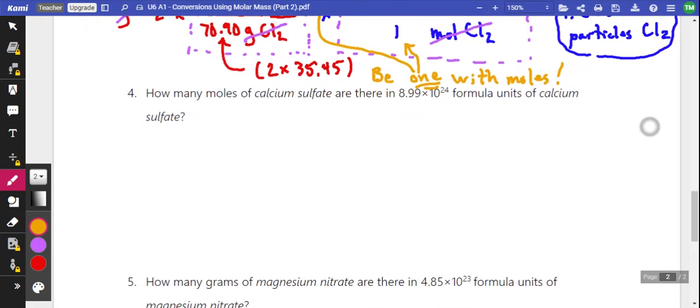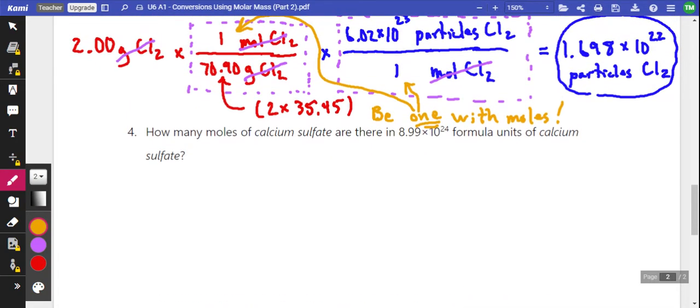How many moles of calcium sulfate are there in 8.99 times 10 to the 24th formula units of calcium sulfate? Okay, well, formula units is just a number of particles for an ionic compound. We don't really call them molecules because usually that's reserved for covalent bonding. For ionic compounds that repeatedly stack up, cation, anion to make a huge network of charged atoms, we don't really have a single group of atoms that make a molecule. It just continues for as many ions as you can clump together. So instead, we call them formula units.